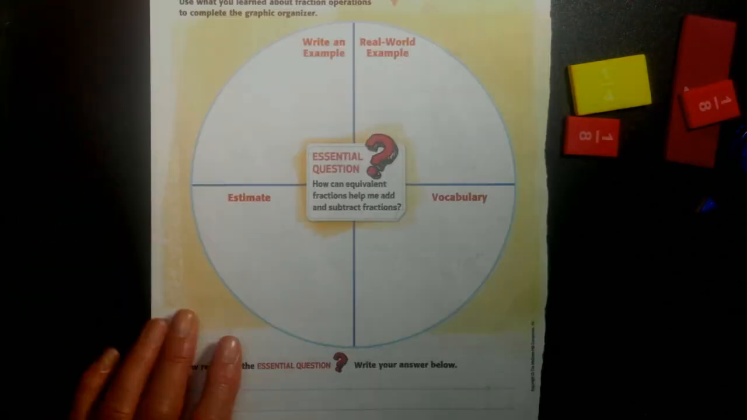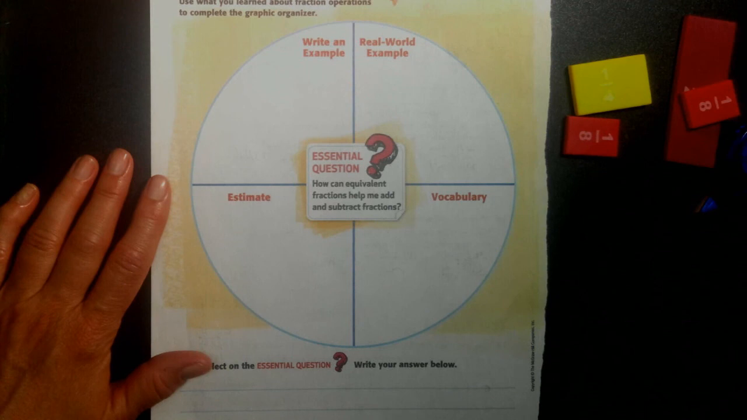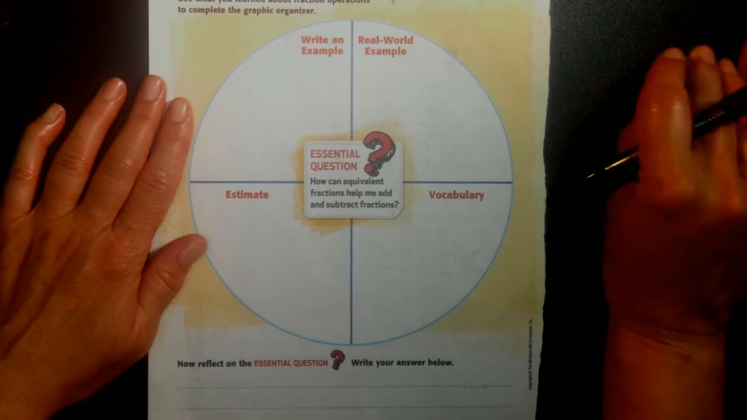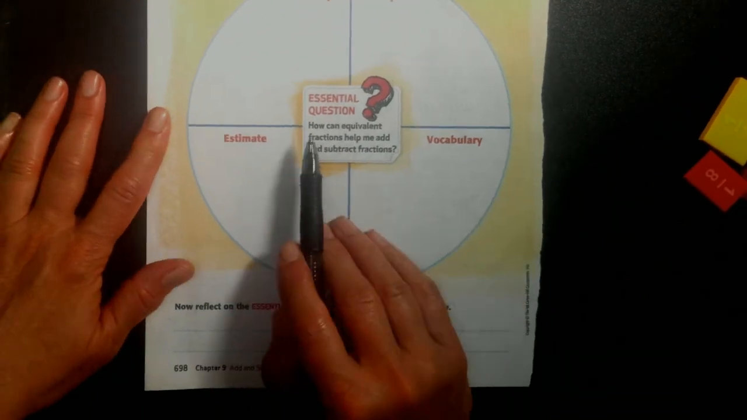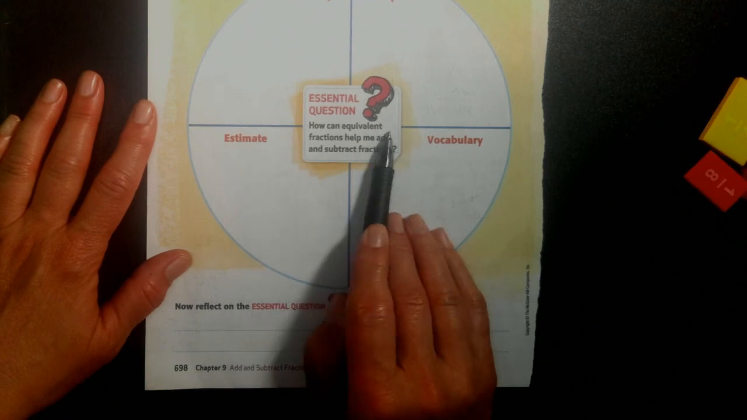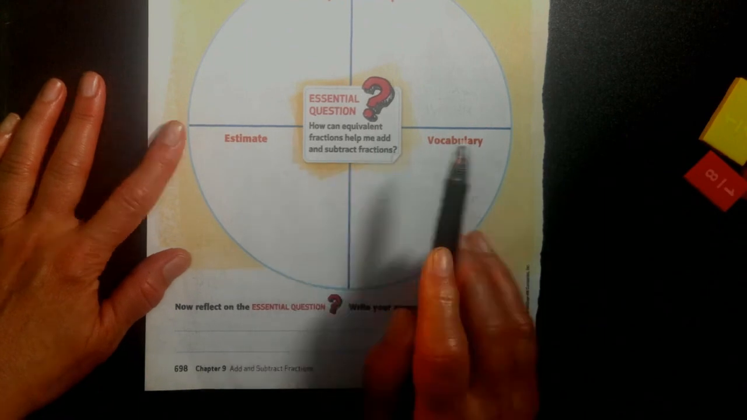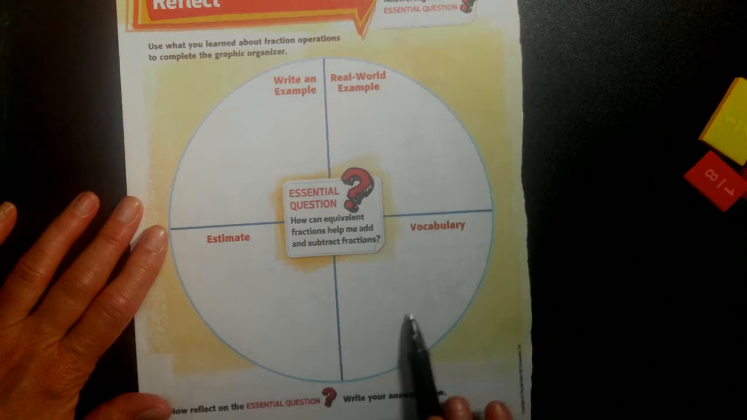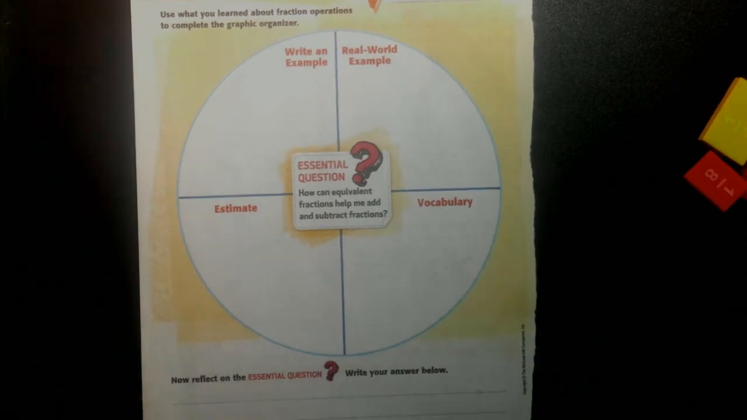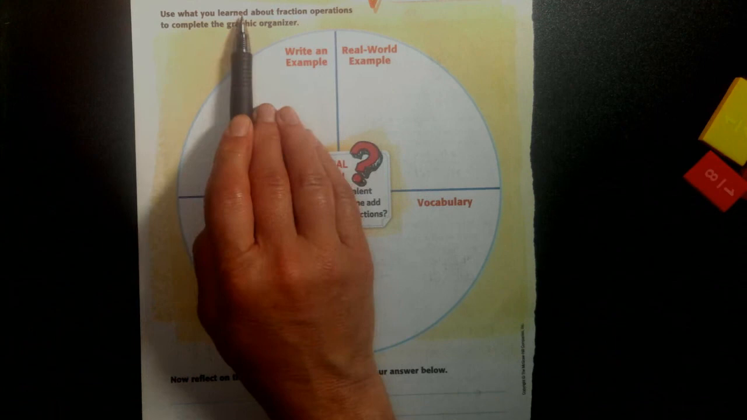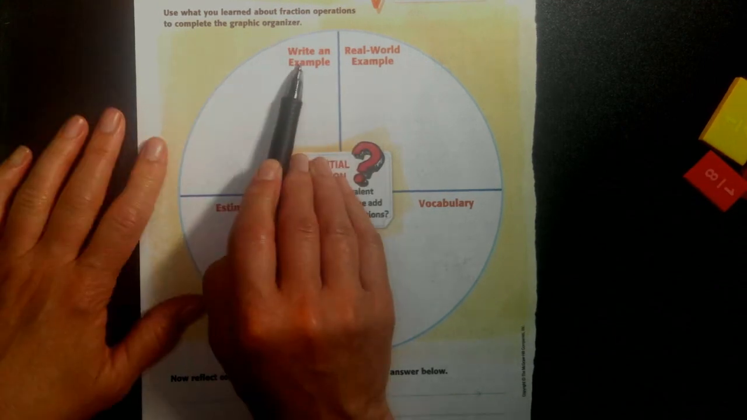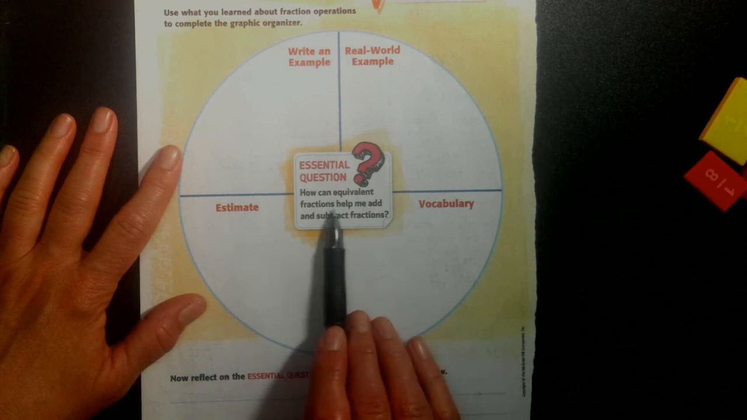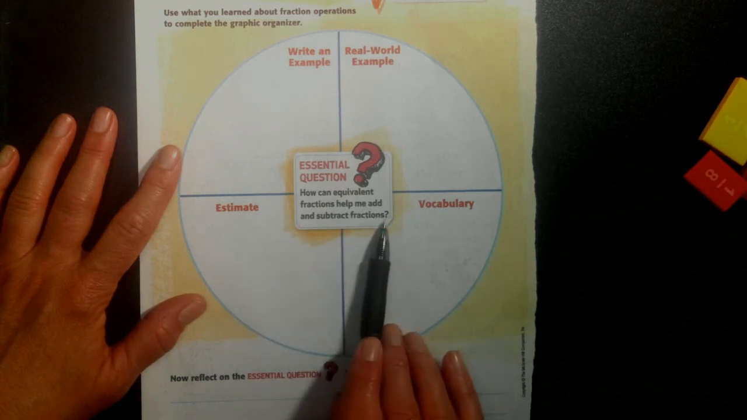Finally, last but not least, alright, I usually skip this because we don't have time, but I'm recording it, so I have all day long or night. Alright, how can equivalent fractions help me add and subtract fractions? Right, this is called a graphic organizer. It's just a way I can organize my information. So, we're going to use what we learned about fraction operations to complete my graphic organizer. First, we're going to write an example.